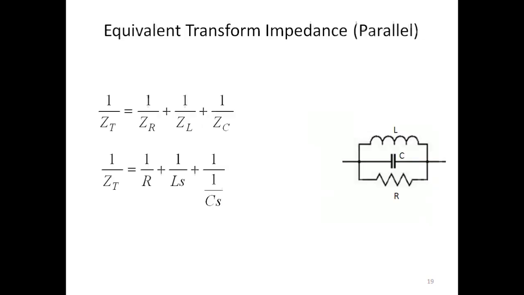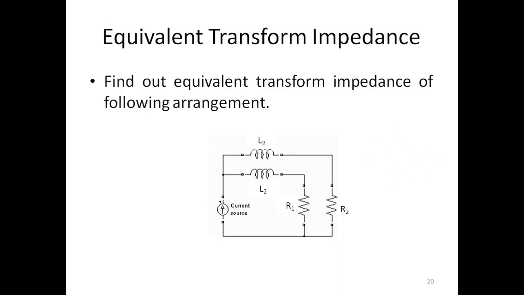If it is connected in parallel, then the inverse of total impedance is equal to the inverse of impedance across R plus the inverse of impedance across L plus the inverse of impedance across C. So the inverse of total impedance is equal to 1/R plus 1/Ls plus Cs. So this is for homework. Find out the equivalent transform impedance for the following arrangement. This is very simple.